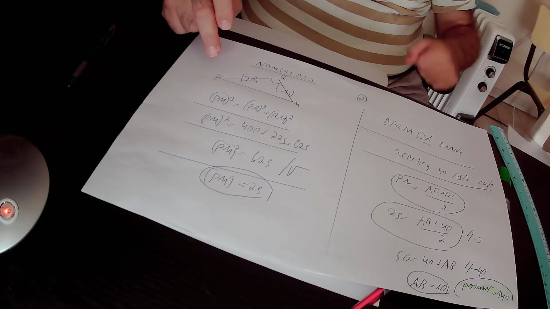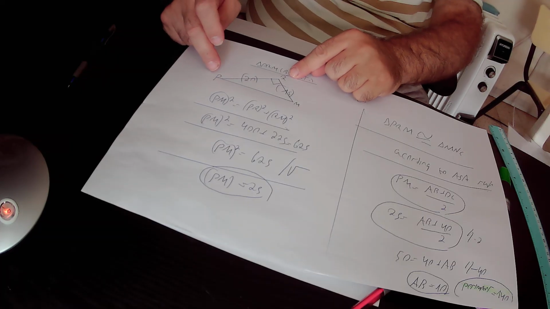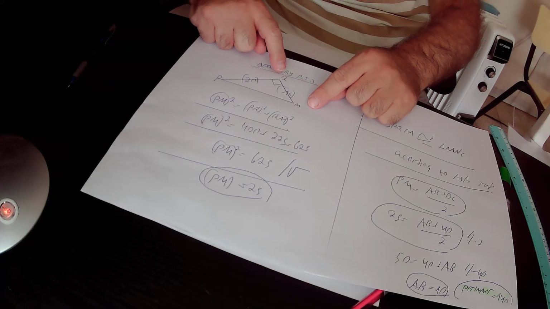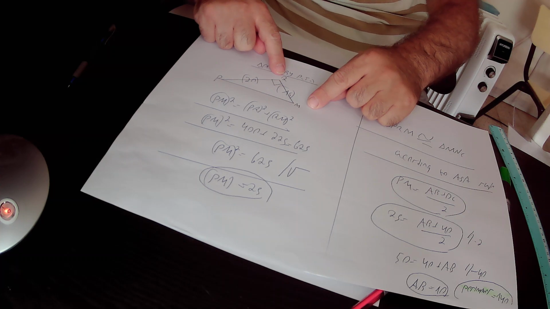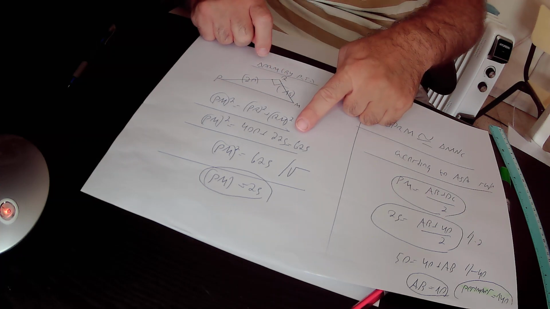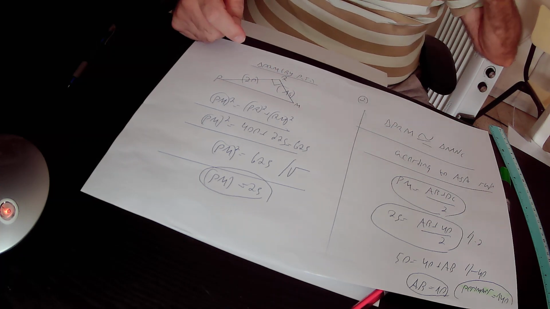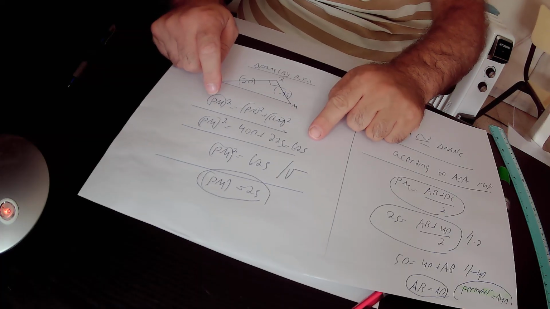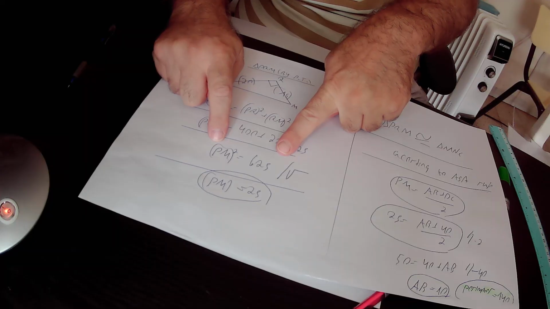So it is PM squared equals PQ squared. PQ is 20, therefore PQ squared is 20 squared, that is 400. Plus QM squared. QM is 15, and therefore QM squared is 15 squared, that is 225. So in total PM squared equals 400 plus 225, that is 625. So PM squared equals 625.